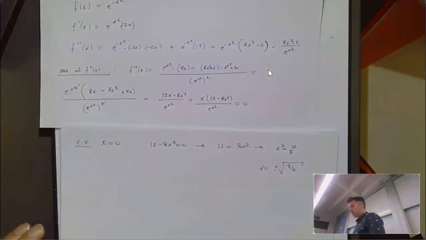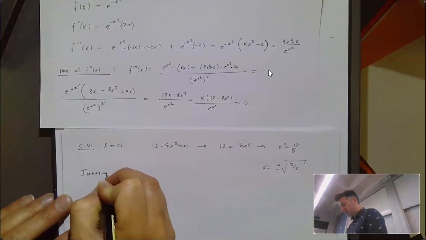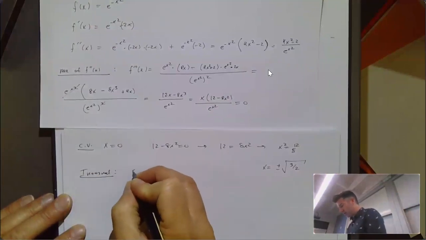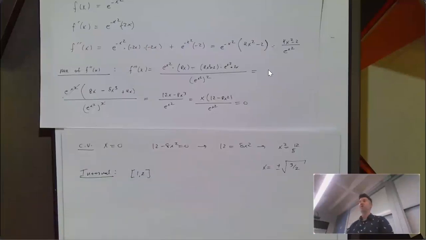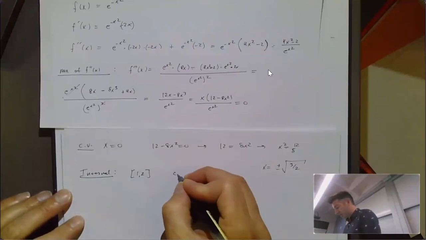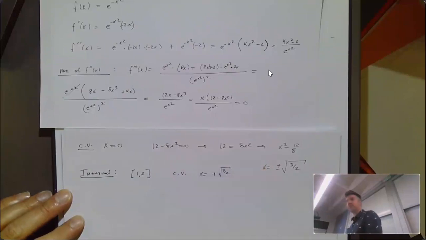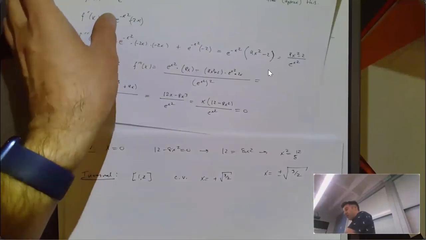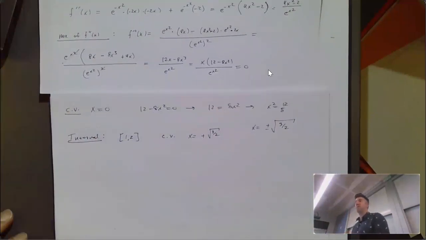Then we have to remember that our interval is 1 to 2. So most of these critical points don't actually matter. The critical point that actually matters is x equal to the positive square root of 3/2. Now here's what could be a real bummer. Maybe that's a minimum. We have to check and see it's a maximum.